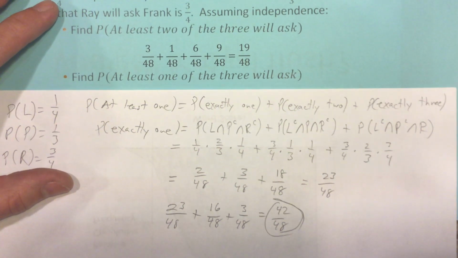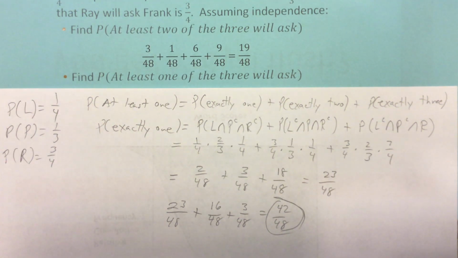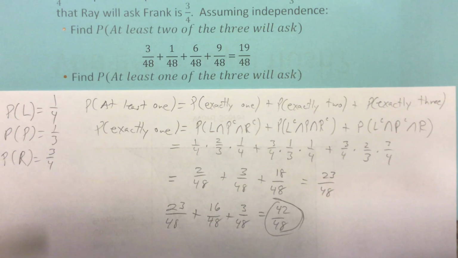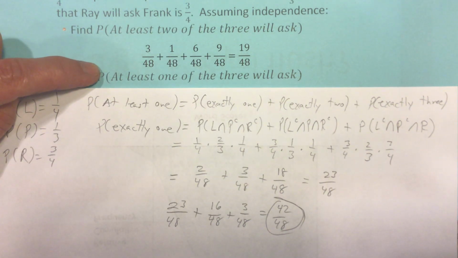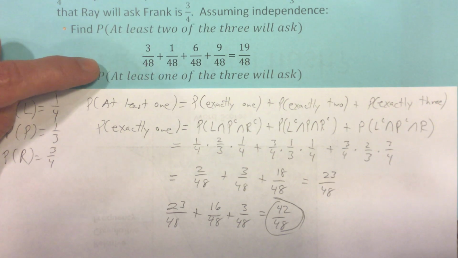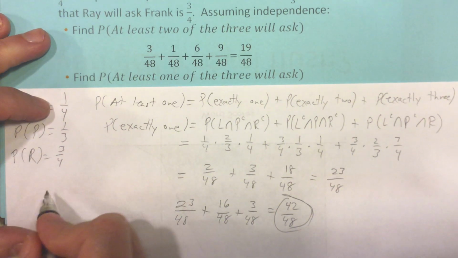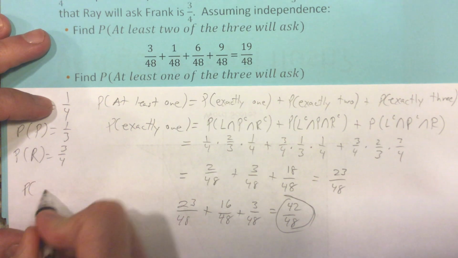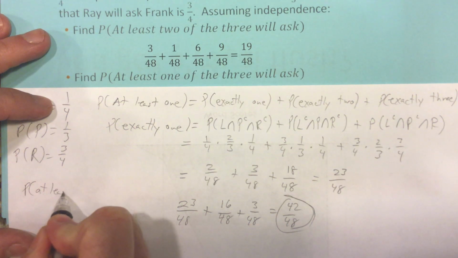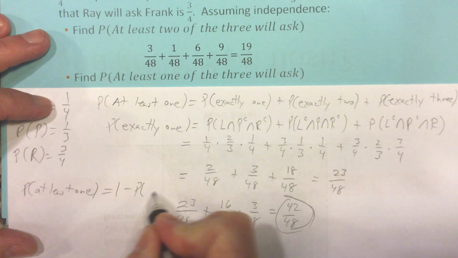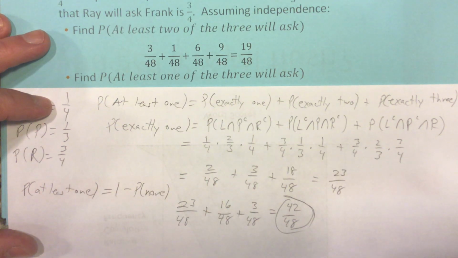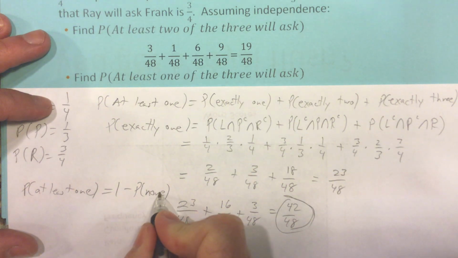Now, could I have answered this question in an easier manner? Yes, I could, right? The complement. What's the complement of at least 1? Yeah, the complement there would be none. So I could have said the probability of at least 1 is equal to 1 minus the probability of none. That would have been the fast way to do this problem.